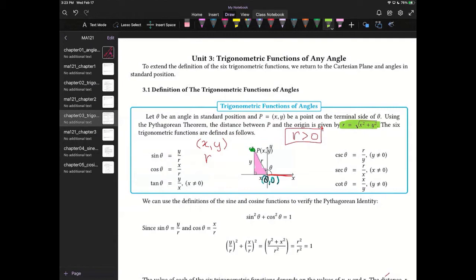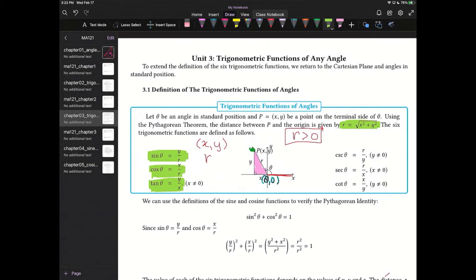Now, again, I have x, y, and r. Our trigonometric functions will now be defined as sine being y over r, and I will make the connection to what we did before. Cosine is going to be x over r. Tangent is y over x as long as x is not 0, because certain points on the terminal side would have the coordinate x equals 0.